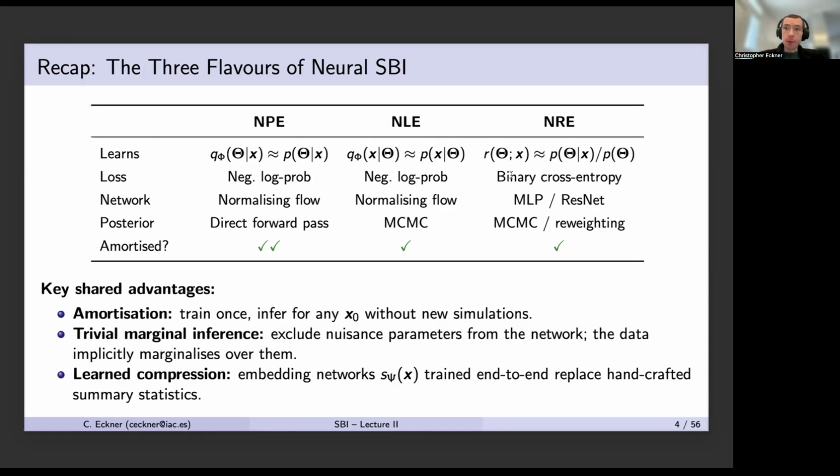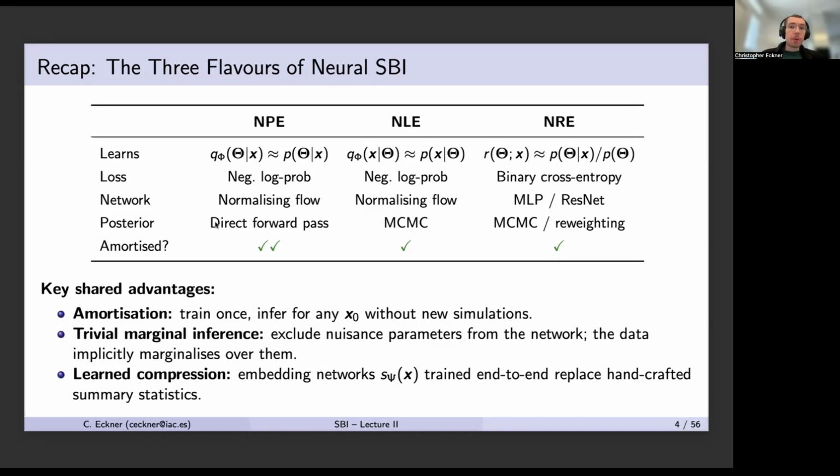Then the network you would use for this, and this is where the neural part comes into play, that all these methods are best performed with neural networks in the background to make them feasible, is for NPE and NLE a normalizing flow. We'll discuss this in a minute in more detail. While for neural ratio estimation, it is very simple in terms of networks, since it's a classification task, so you can just use a feed-forward multi-layer perceptron network or something fancier, a recurrent or residual network.